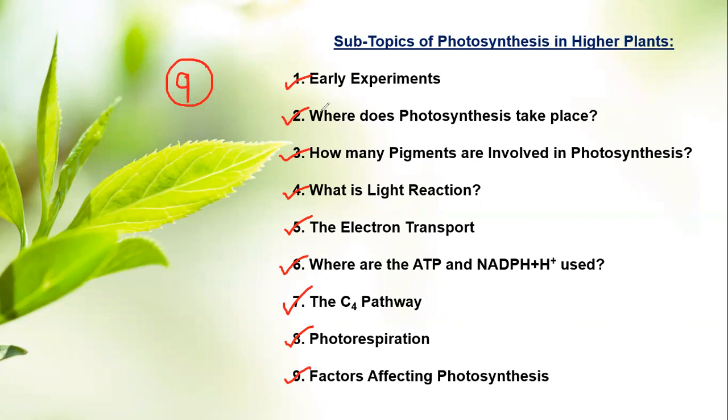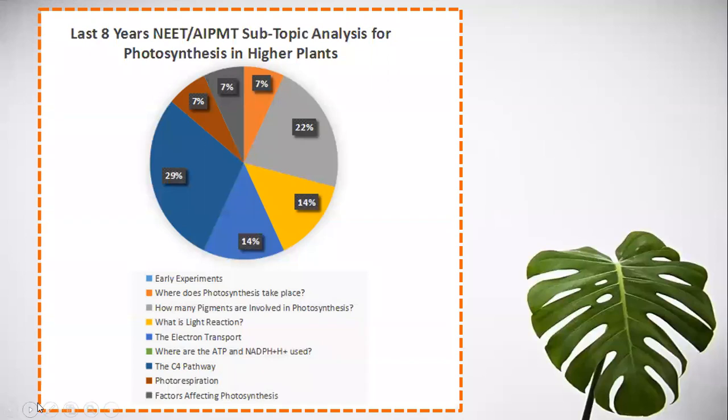So once again: early experiments, site of photosynthesis, pigments involved in the process of photosynthesis, light reaction, dark reaction, electron transport, and the chemiosmotic hypothesis. You have to study the C4 pathway, photorespiration, and the factors affecting the process of photosynthesis. These are the 9 important topics that you have to study in this chapter.